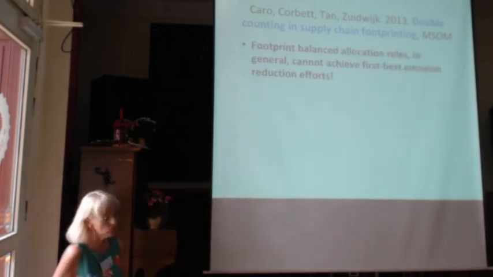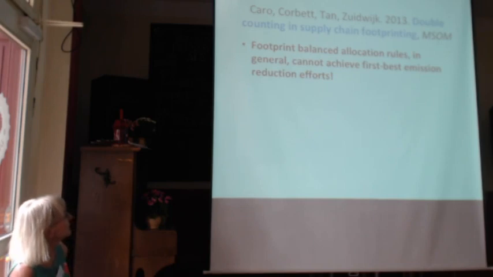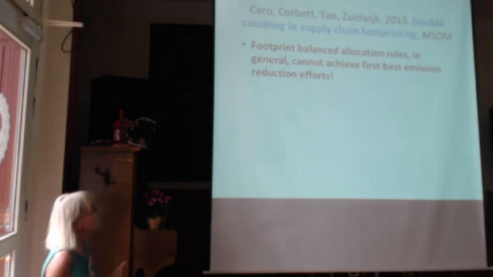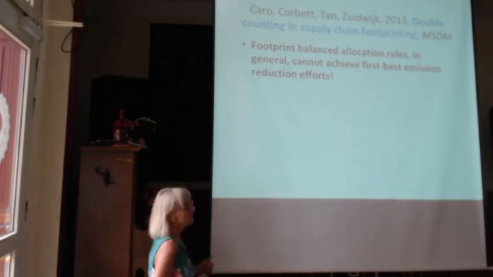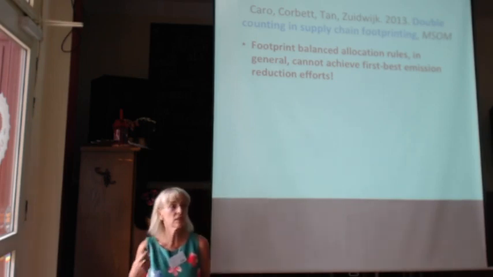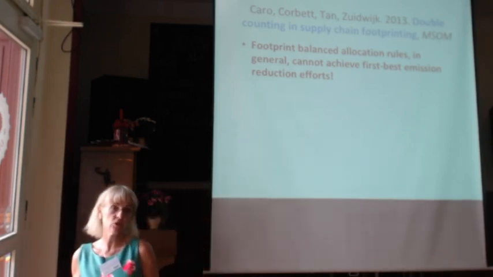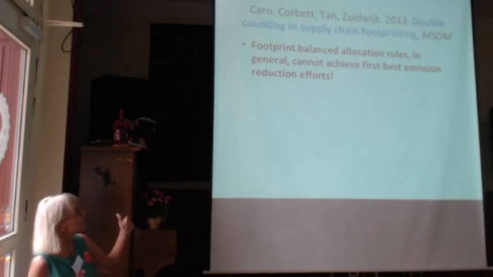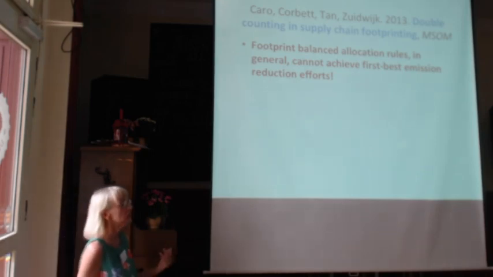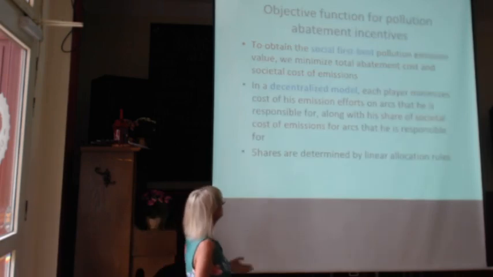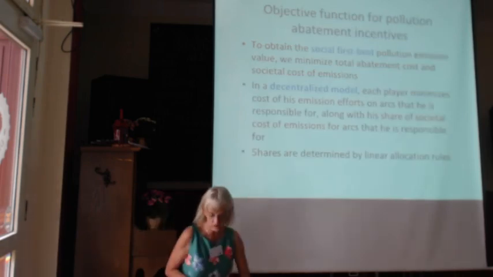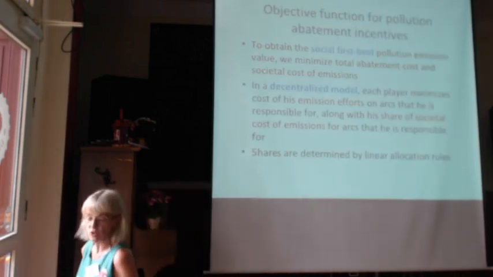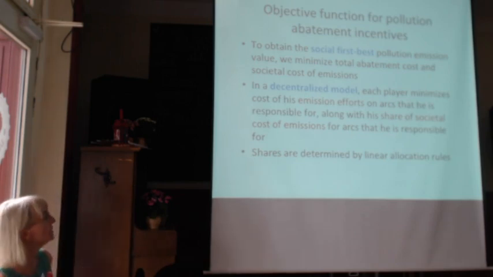And what they show in their paper is that if we want to achieve the first best emission reduction effort, then there has to be some double counting. So we cannot get first best result unless there is some double counting of emission by different parties. So what we want to do is to focus on cases in which there is no double counting. So we want to get the true accounting of emissions.